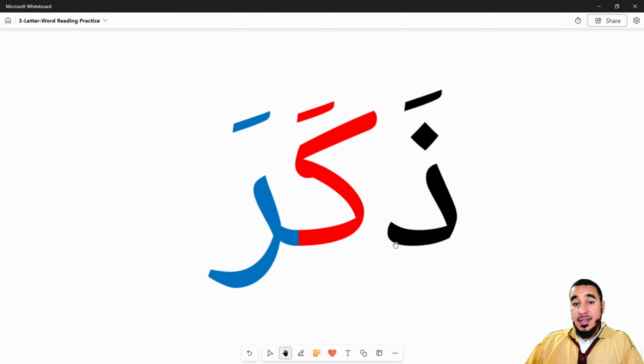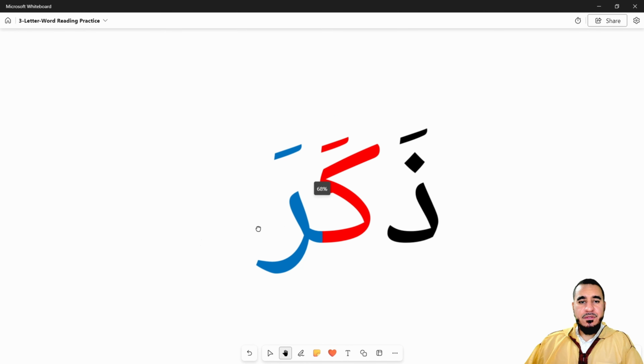Okay, how about this word? It starts with a dal and it has a fatha above it. And then we have the kaf and it has a fatha above it. And at the end of the word is the ra with a fatha above it. So how are we going to pronounce this word? We pronounce it as ذكر. ذكر. Jameel. Straightforward, inshallah.